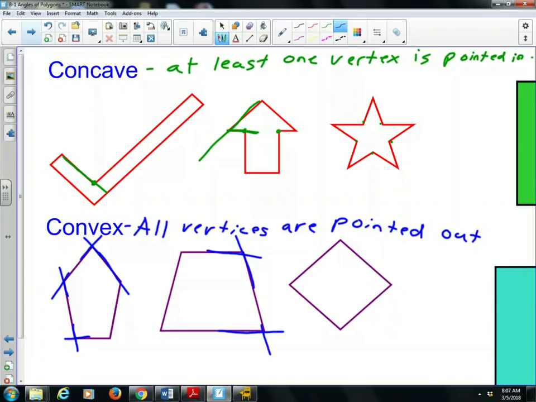Okay, so that's the difference between a concave and a convex polygon. In a way, with concave, there's a cave. If you think about this part right here, that vertex is kind of like a cave. Right here, it's an inlet, it's a cave, so to speak. So that's the difference between those two.